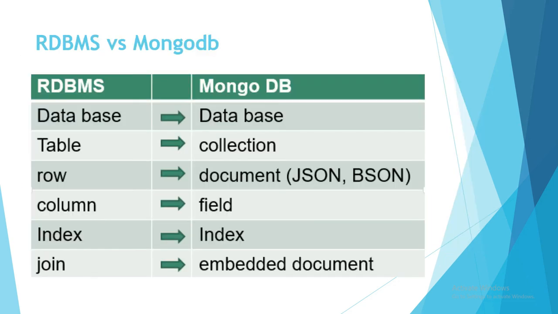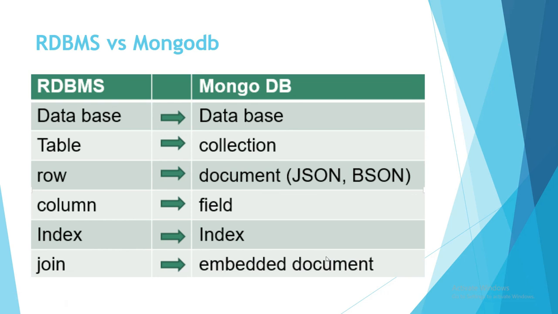Okay, if you know the terminology here, that will be good for us. In MongoDB, a database is called a database. In MongoDB, tables are called collections. These are the keywords that you need to remember. In MongoDB, a row is called a document. That document can be represented either in JSON or in BSON. In MongoDB, a column is represented as a field, and an index is represented as an index. And there is no concept of join here.